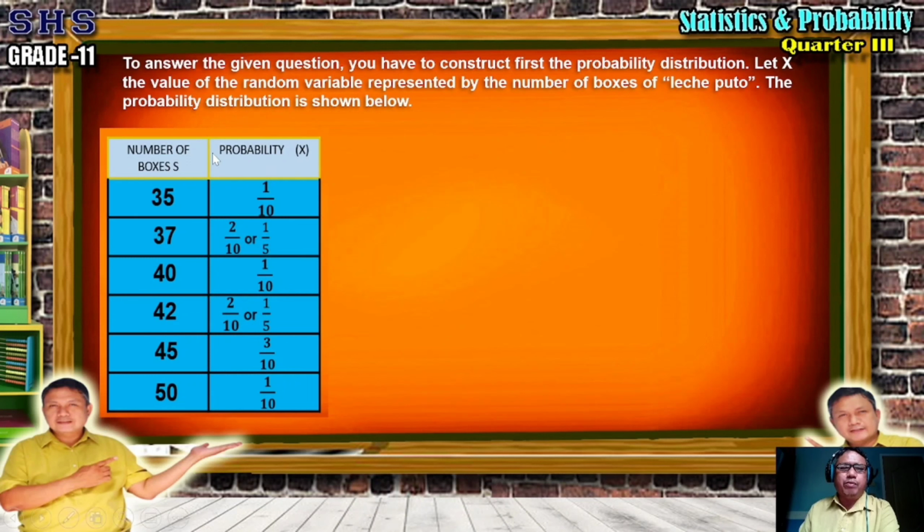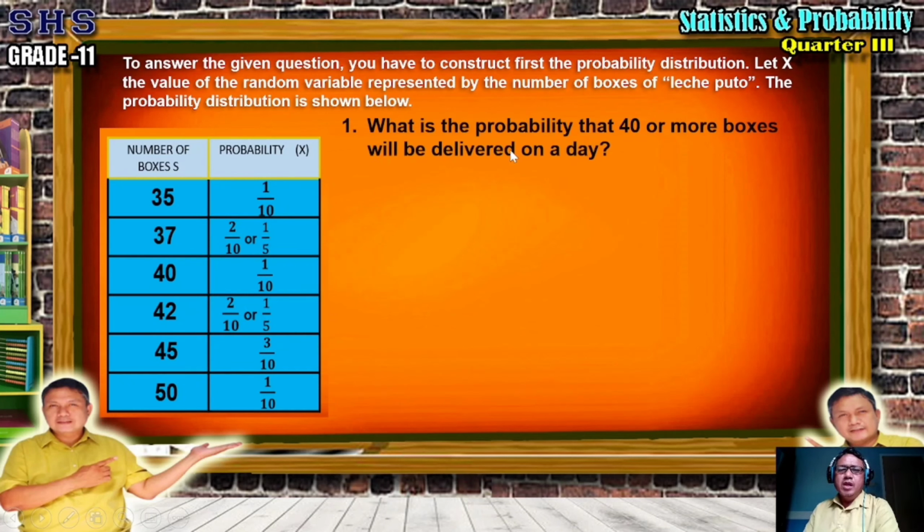Okay, so at this time, gagamitin na po natin yung blue table na may probability. So of course, hindi dapat mawawala yung ating possible values of a random variable na 35, 37, 40, 42, 45, and 50. Here's the first question. What is the probability that 40 or more boxes will be delivered on a day? Okay, so again, 40 or more. Ibig sabihin po, with the use of the table, ang kailangan natin ay yung number of boxes starting from 40 up to 45 and 50.